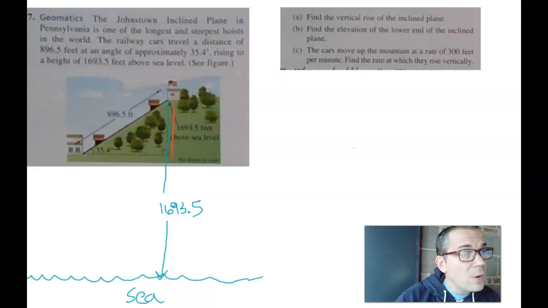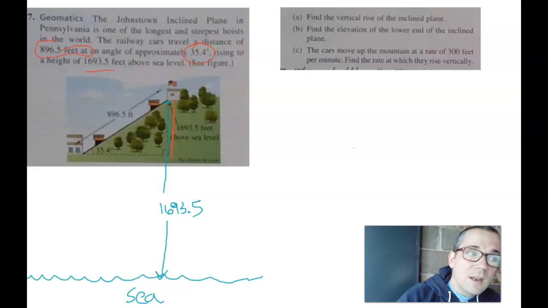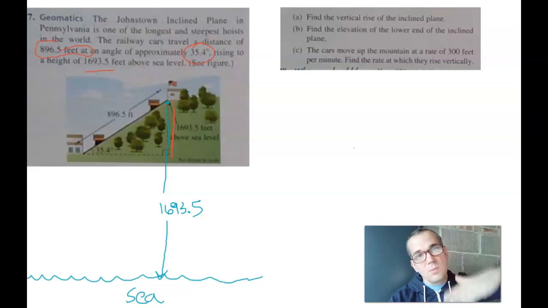Hey friends, so we're looking at question 77 from the homework, this crazy little train problem, and it talks about this railway car traveling a certain distance. So up this hill the train travels almost 900 feet. They've measured this angle of inclination in degrees, and we're rising to this many feet. We want to find the vertical rise of the inclined plane, find the elevation, and then figure out how fast the car is moving upward.